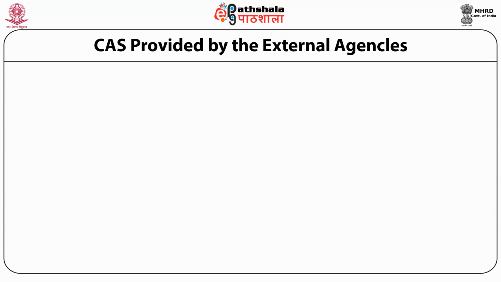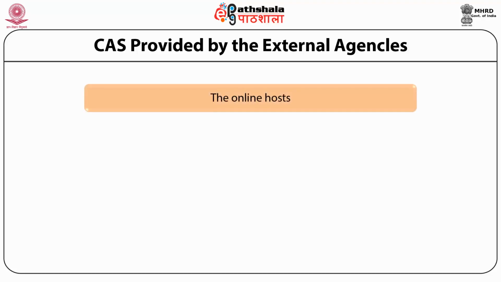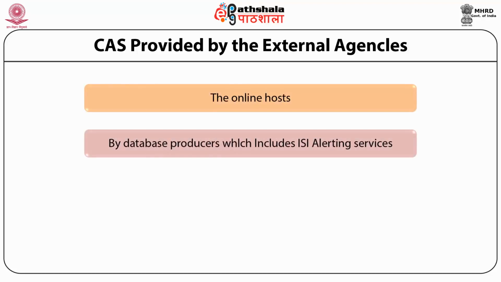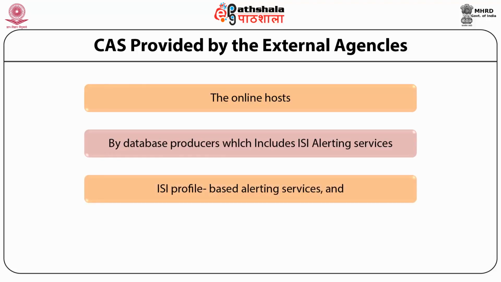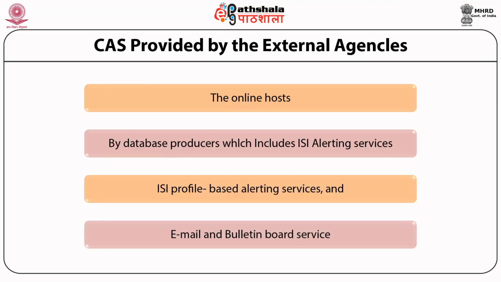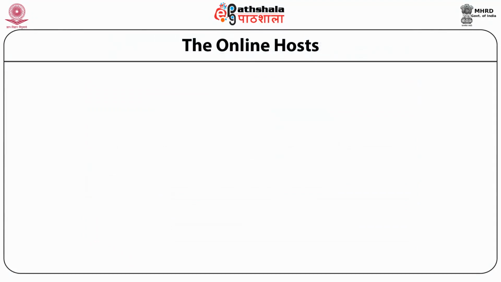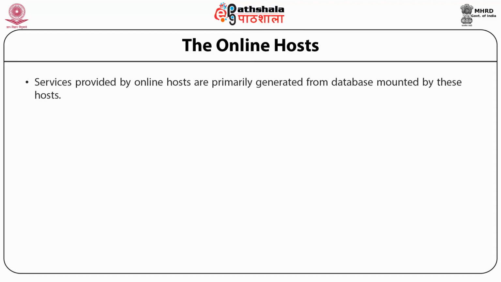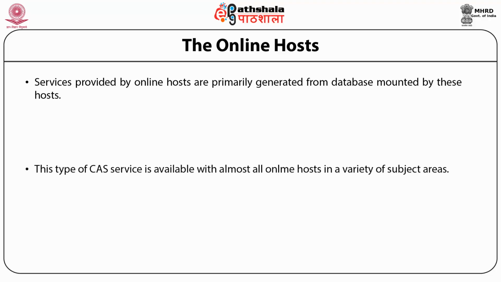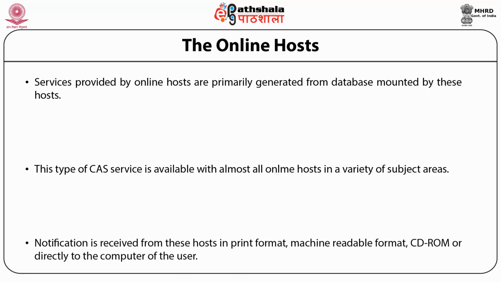Current awareness service provided by the external agencies. Current awareness services provided by the external agencies are the online hosts, that is, the database providers, which include ISI alerting service or ISI profile-based alerting services, and email and bulletin board service. The online hosts. The online host services provided by them are primarily generated from databases mounted by these hosts. This type of current awareness service is available with almost all online hosts in a variety of subject areas.